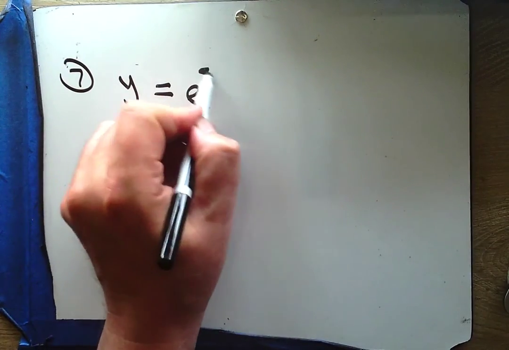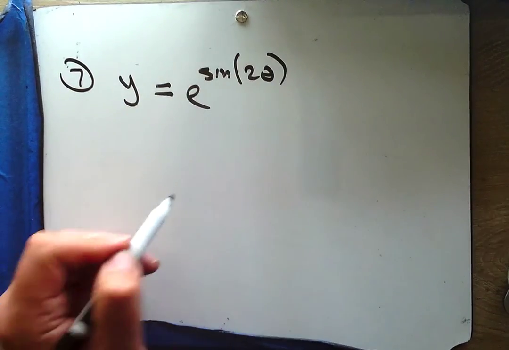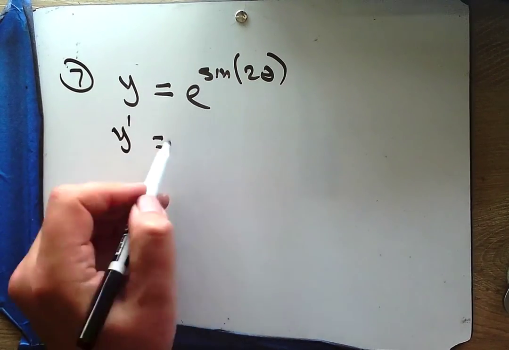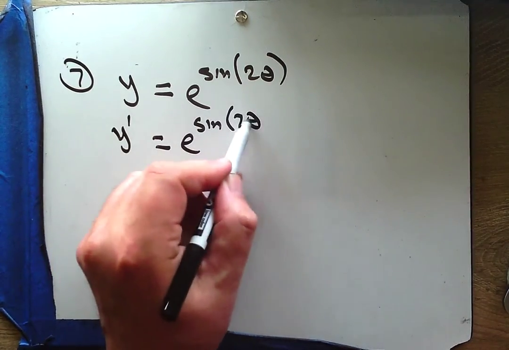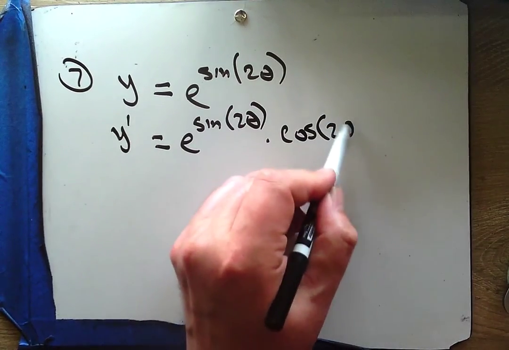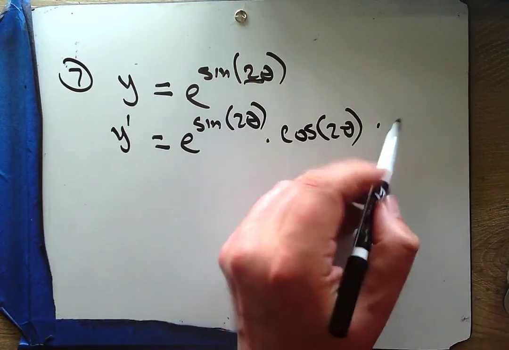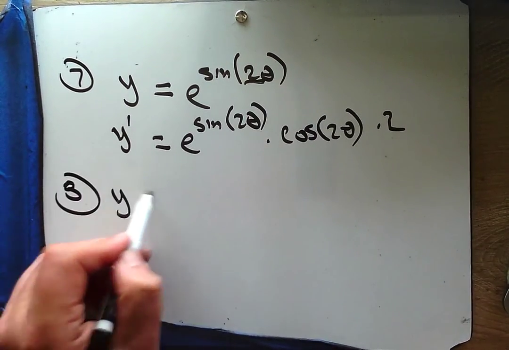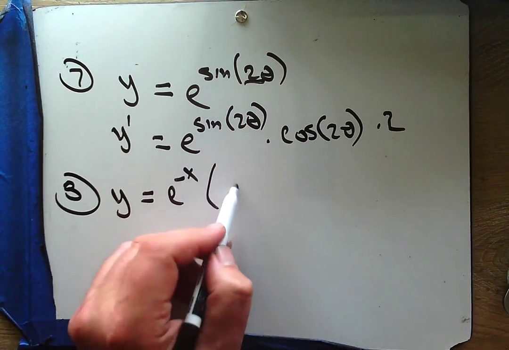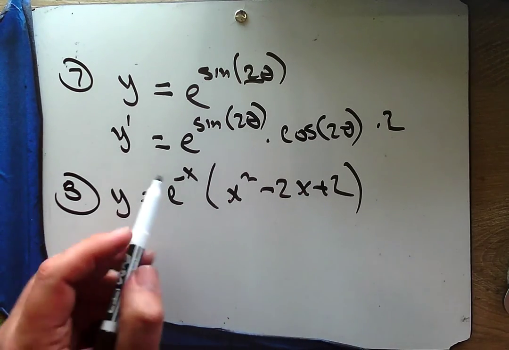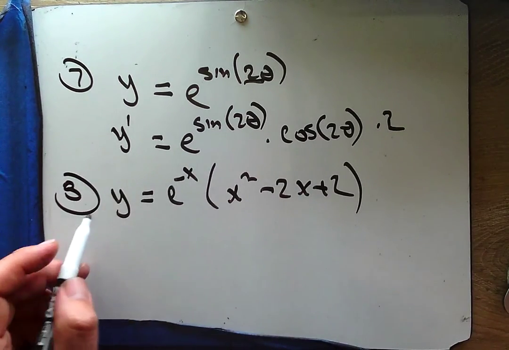Okay, 7. y equals e to the sine of 2 theta. Oh, okay. So we know that y prime for an exponential is itself times the derivative of the inside function. Derivative of sine is cosine, leave the 2 theta alone, times the derivative of the innermost, 2 theta. 8. y equals e to the minus x squared minus 2x plus 2. Sure looks like a product rule to me, but you could always move this to the bottom and do quotient rule.